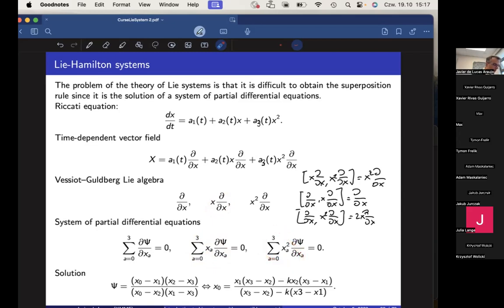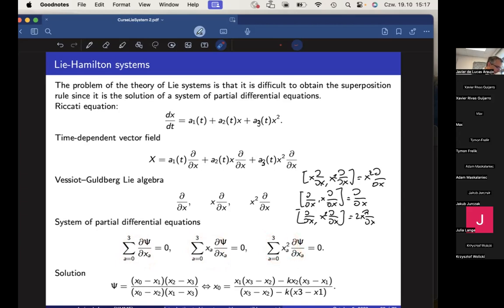And the theory of Lie systems tells you that to obtain the superposition rule, what you have to do is to obtain a three-time set of functions that are common integrals of motion for the diagonal prolongations of the vector fields of the Vessiot-Guldberg Lie algebra.